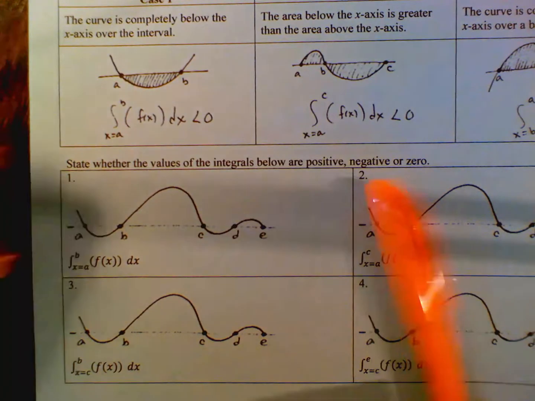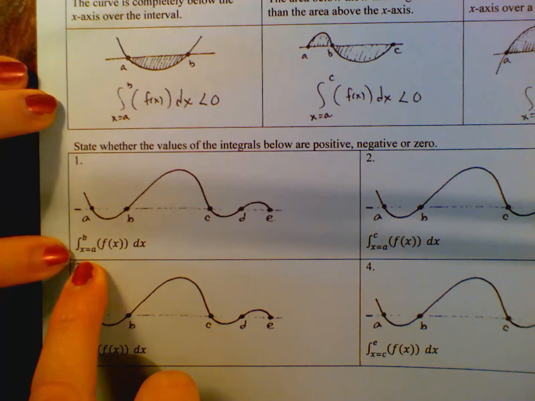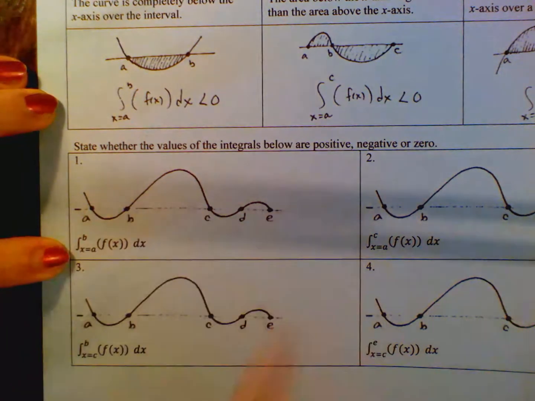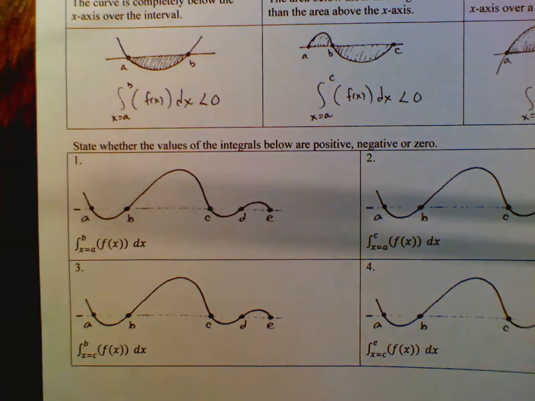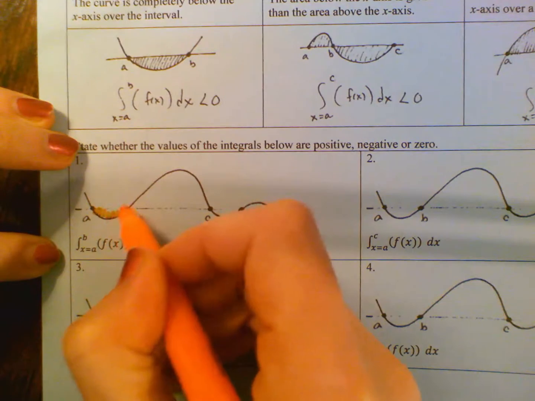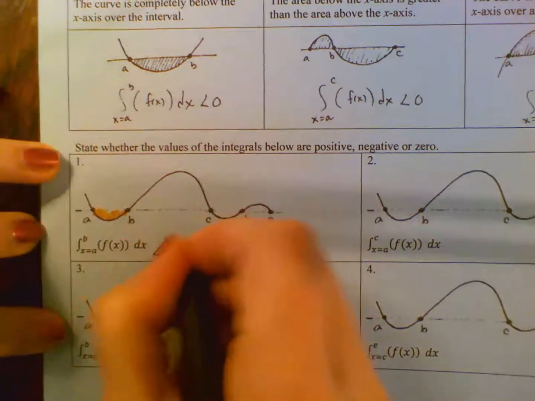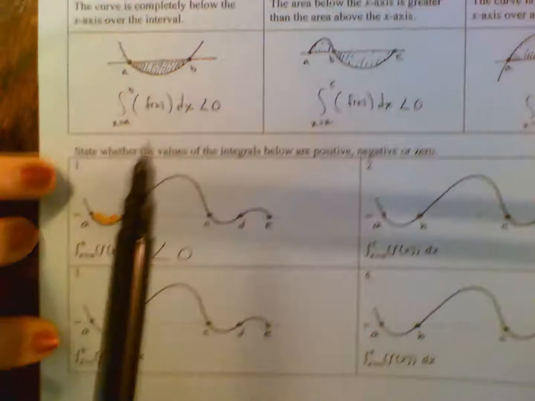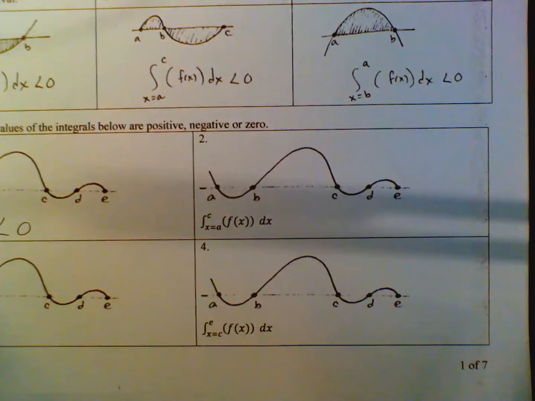This is the area under the curve from A to B of f of x. We're just assuming that this is f of x. From A to B is this area, and that is less than 0. It's case 1: the curve is completely below the x-axis. Now let's do this one from A to C.